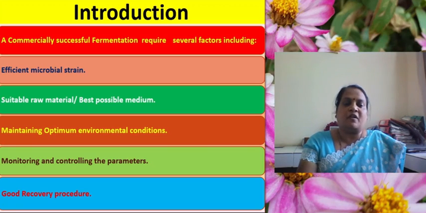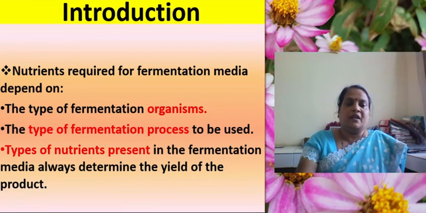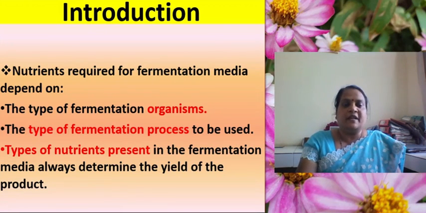But this accumulated product also should be isolated and purified. For that, we need good recovery procedure. So for commercially successful fermentation, we require suitable raw materials or the best possible medium. So fermentation medium is highly important for this. Nutrients that are required for fermentation media depend on various factors. The type of fermentation organisms means whether the organism is heterotrophic or it is autotrophic, or does it require some complex growth nutrients, or is it an auxotroph. All these facts should be taken into consideration. So the type of fermentation organisms are important.